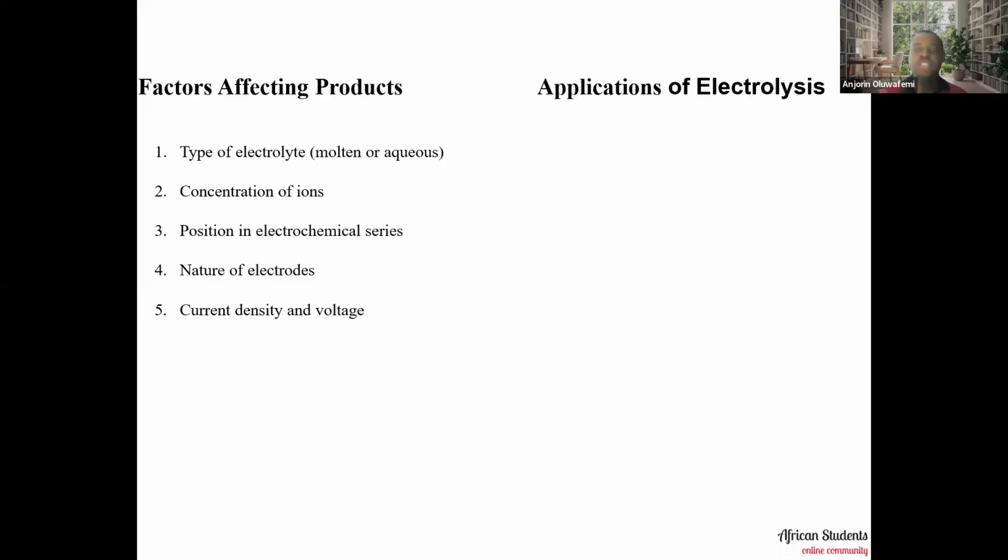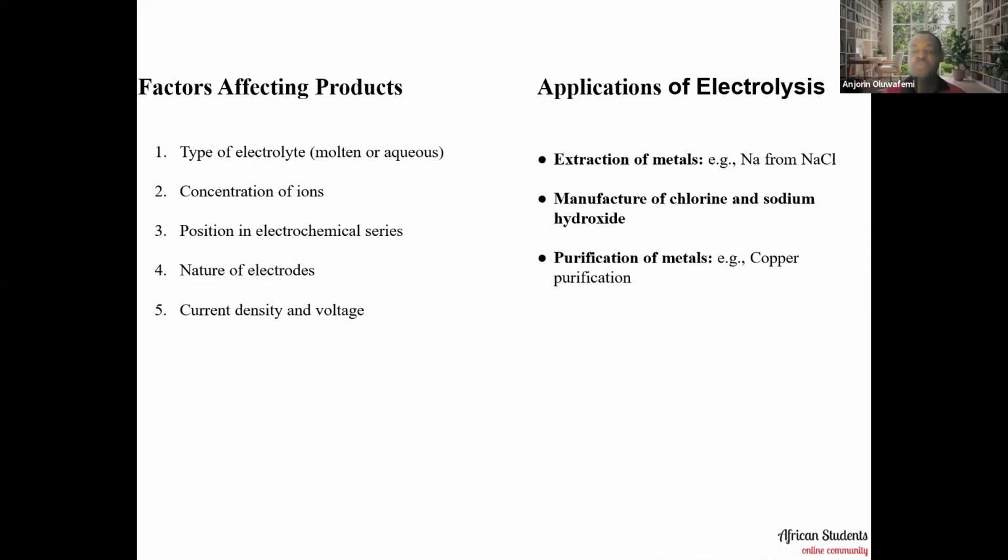Okay. So the next thing that we need to look at, now that I have talked about the factors affecting products, is the application of electrolysis itself. Electrolysis is applied in extraction of metals, e.g. sodium from sodium chloride. We can also apply electrolysis in manufacture of fluorine and sodium hydroxide, and these are important chemicals.